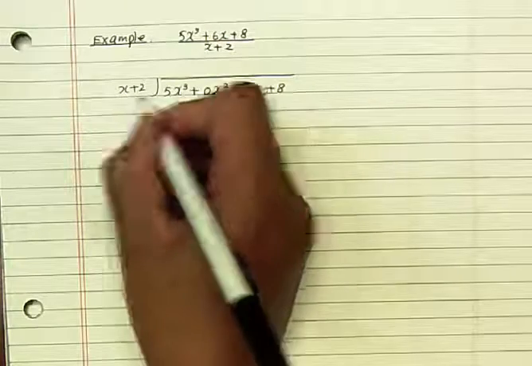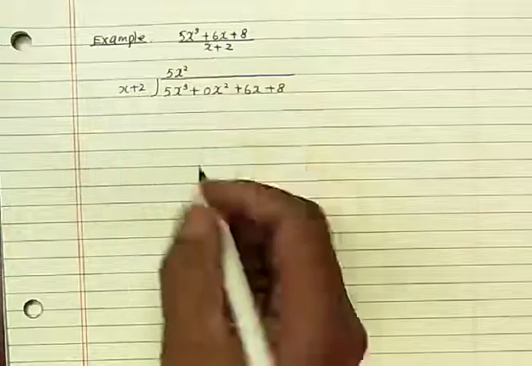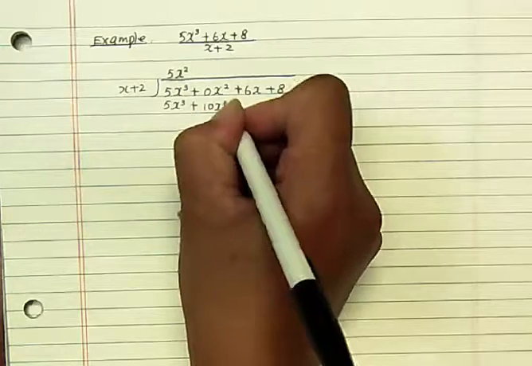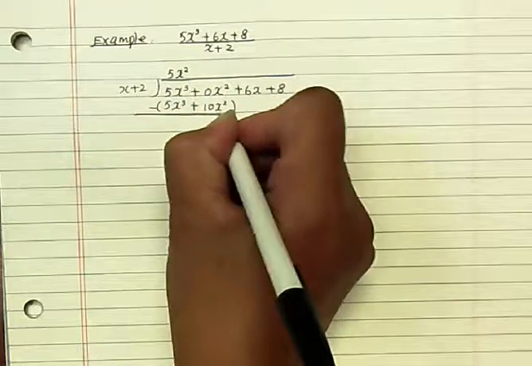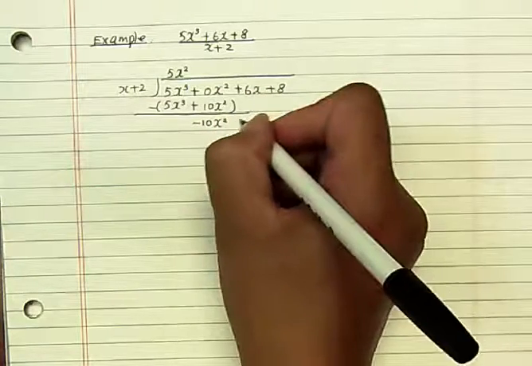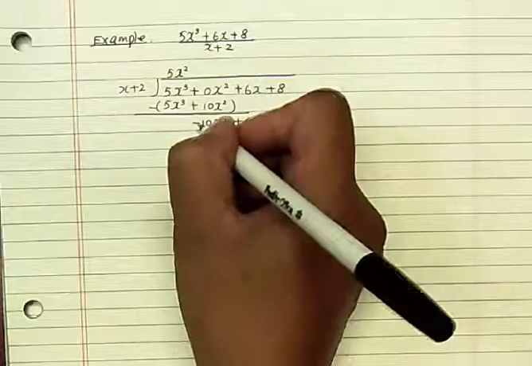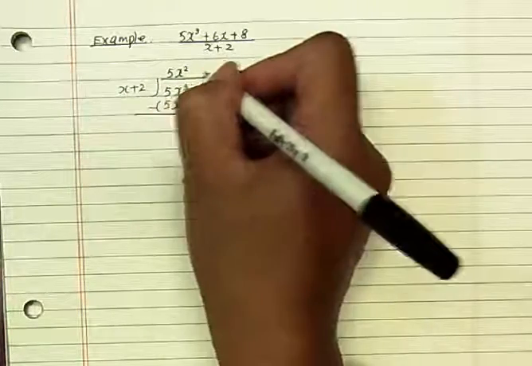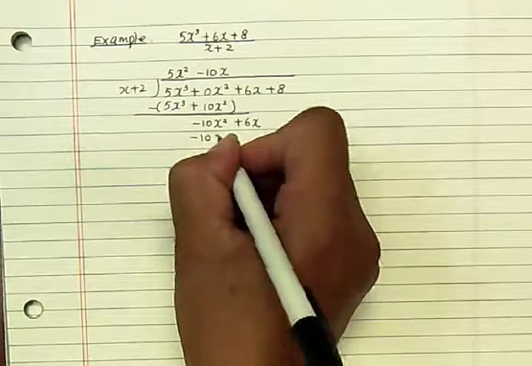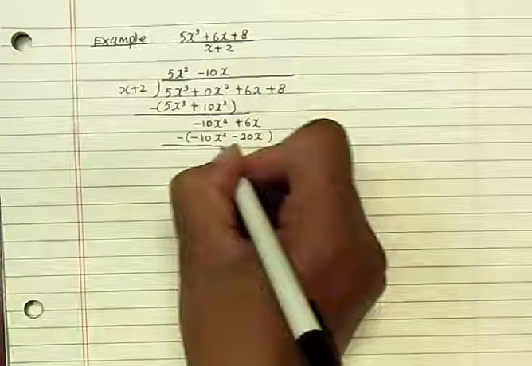So 5x cubed divided by x, that's 5x squared. 5x squared times x plus 2, so we get 5x cubed plus 10x squared. Subtract them. 0, negative 10x squared. Bring the next term down, plus 6x. Its degree is not less than the divisor's, so we can continue the division. Negative 10x squared divided by x, negative 10x. Multiply: negative 10x squared minus 20x. Subtract them. So that's 0.